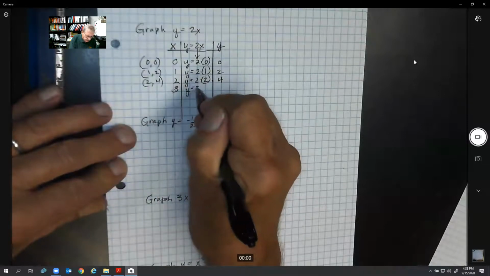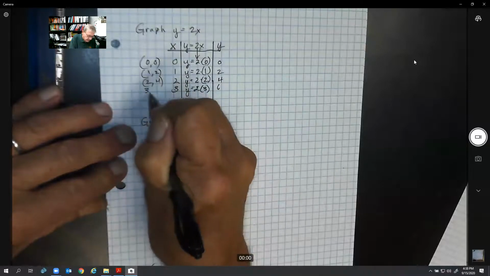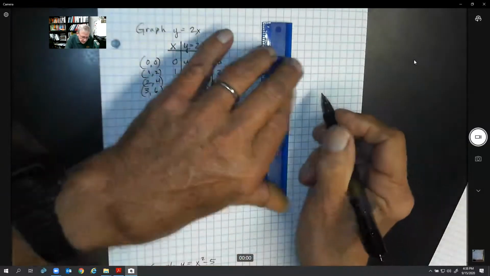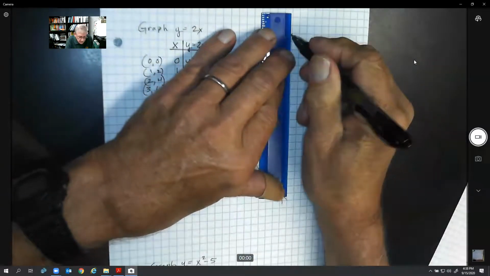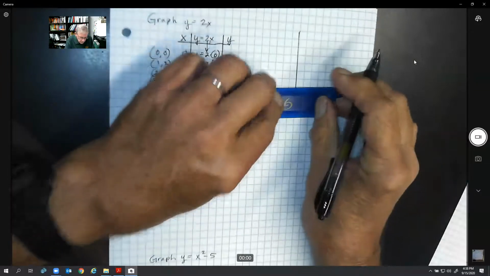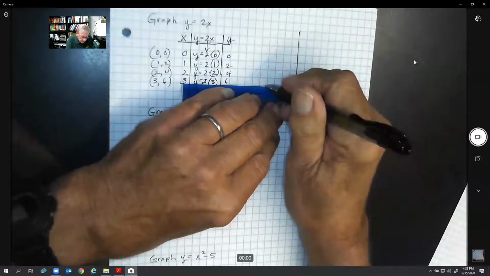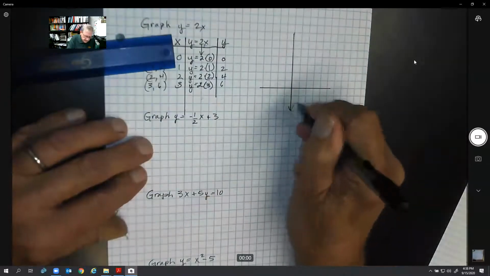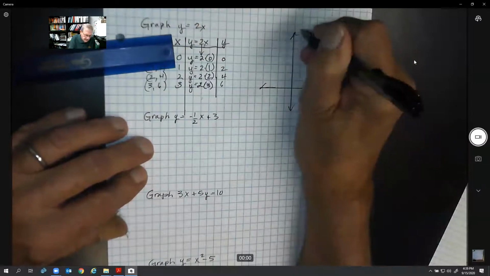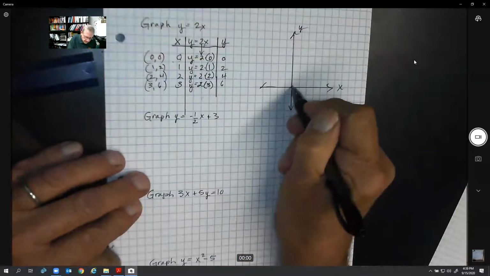y equals 2 times 3, which is 6. I have the ordered pair 3, 6. So now I'm going to graph those points and see what happens. I'm going to draw my axis. Make it too big. Come down here. I don't see any negative numbers, so I think I'm pretty safe in doing this. Here's my x-axis, here's my y. I'm going to put in the point 0, 0, well, that's the origin.